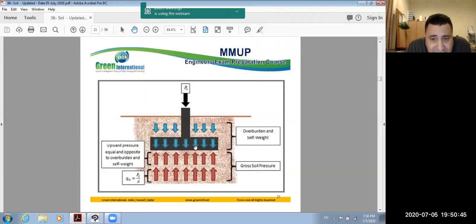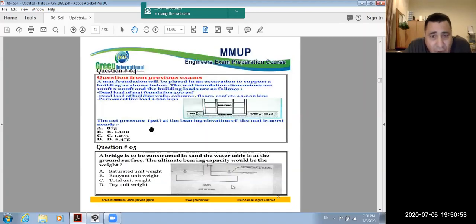Should be less than the bearing capacity. If it is more than the bearing capacity of the soil, that means what? A failure will happen. Go for our questions from previous exams, copy paste. These two questions, copy paste, guys. All the questions here, copy paste. Even the spelling, for example, you read this one.